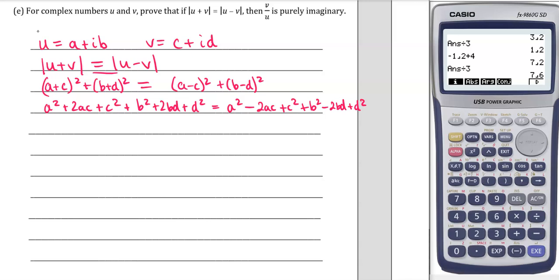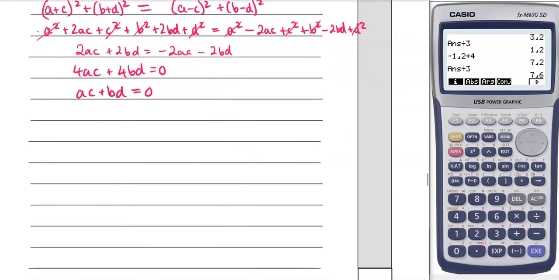Okay, so a whole bunch of stuff cancels out there. So a squareds, c squareds, b squareds, and d squareds. And we end up with 2ac plus 2bd equals negative 2ac minus 2bd. Okay, so then if we bring the right-hand side over to the left-hand side, we end up with 4ac plus 4bd equals 0, or ac plus bd equals 0.